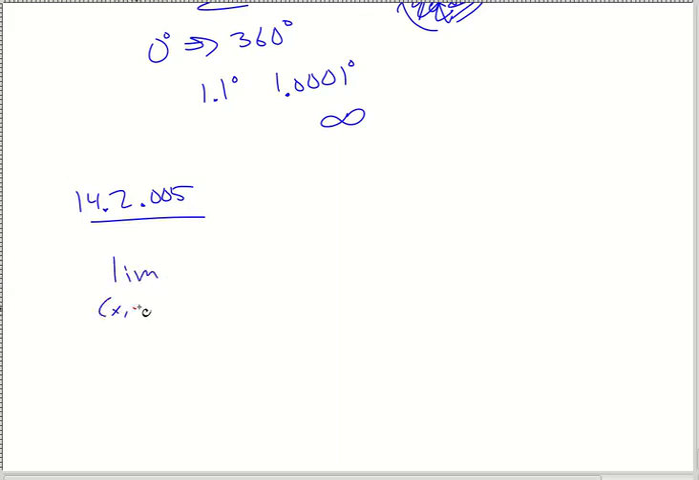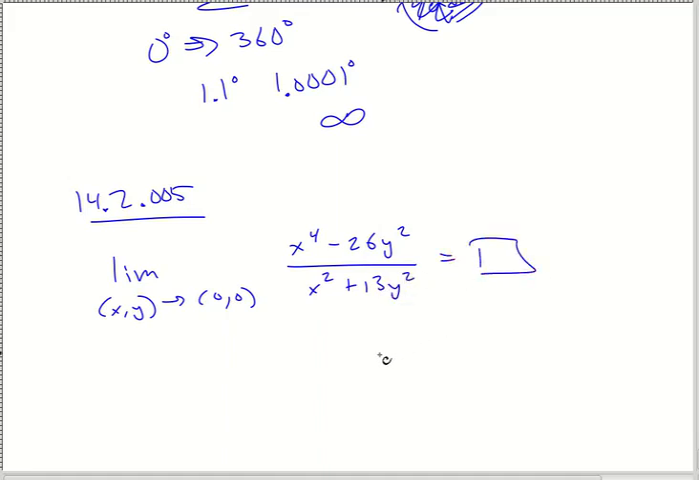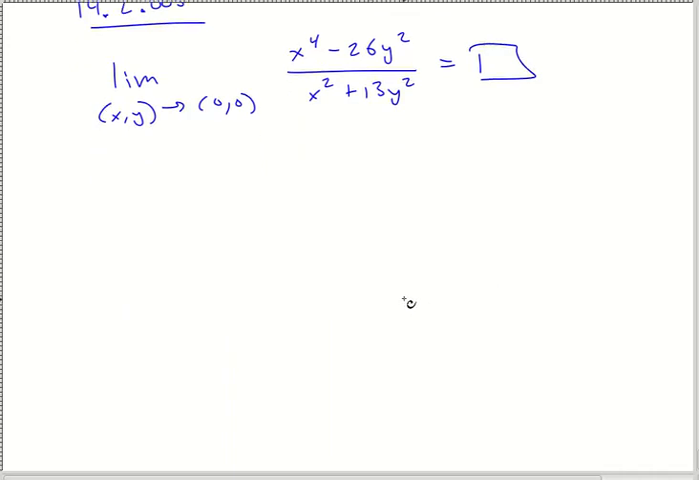We got (x, y) going towards (0, 0). Notice that we have a point, not just a number, but a point that we're approaching, of x to the fourth minus 26y squared all over x squared plus 13y squared. I'm telling you, this is a doozy of a first problem, but that's okay. So how does this work? What do we do to make this thing work properly?